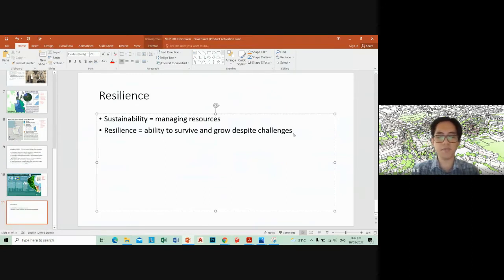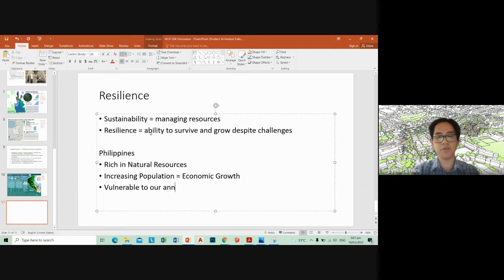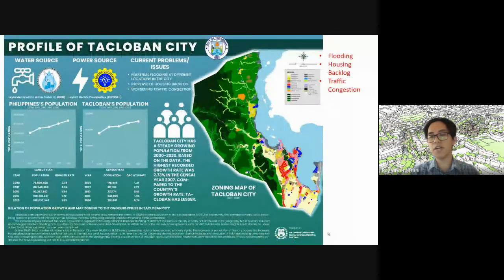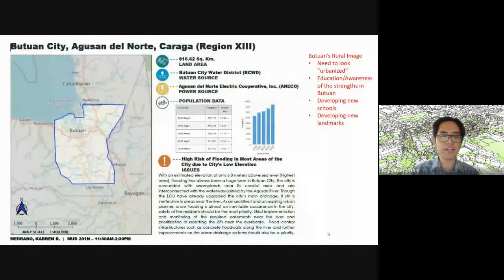So let's look at this in the Philippine sense. In the Philippines, I think we would all agree, we are still rich in natural resources. We have an increasing population, which indicates some form of economic growth. But we are very much vulnerable to our annual typhoons, to annual natural disasters. Going through our different examples here, Tacloban suffering from flooding, Butuan City. Karen, are you still there?